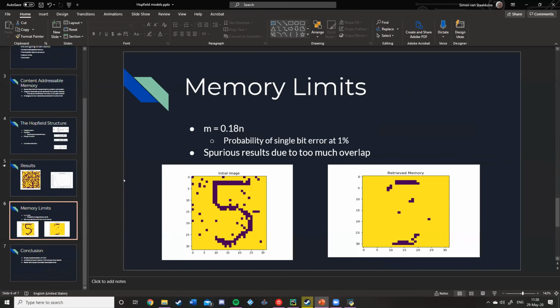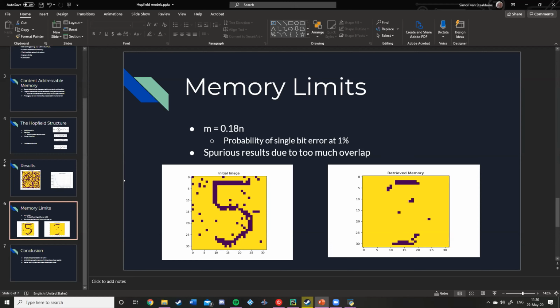Yes. So unfortunately, you cannot store an infinite number of images in this network. There is a limit to the number of memories that can be retrieved. And this limit is equal to about 18% of the number of neurons, or the number of pixels in the images you're using. And this is calculated by setting the probability of having a single bit accidentally flipped at 1%. So if you have more memories than the 18%, your error rate will be higher than that.